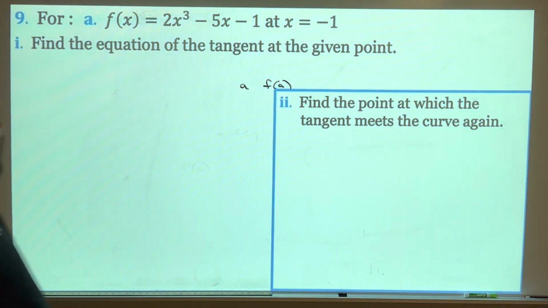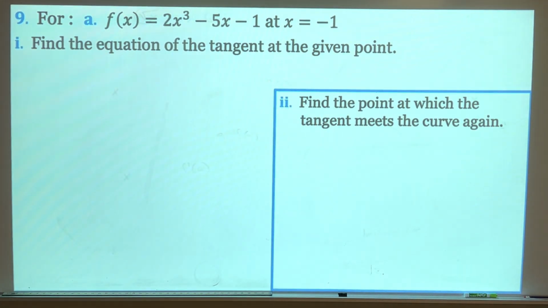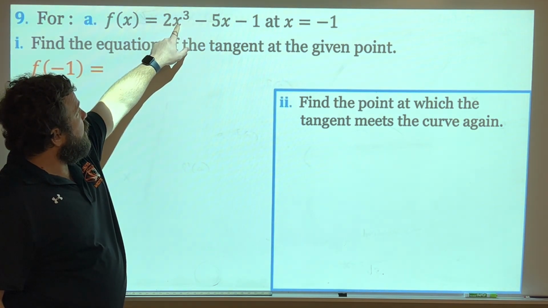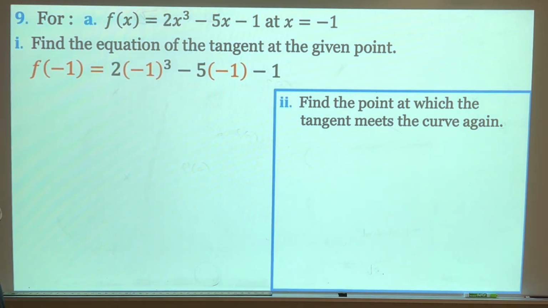All right, we're just going to use the calculator for the second trace intercept part. So let's go. We got 5 of these. All right, so just like we did before, we're just adding an extra step. So find the equation of the tangent at the given point. F of negative 1, 2 times negative 1 cubed, minus 5 times negative 1 minus 1.